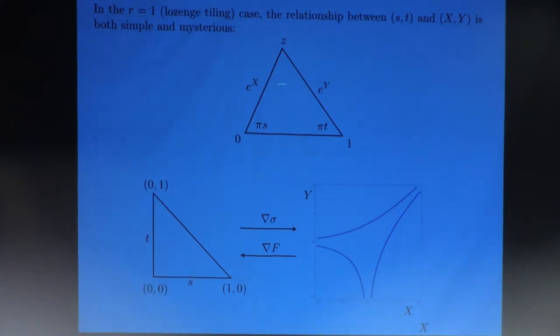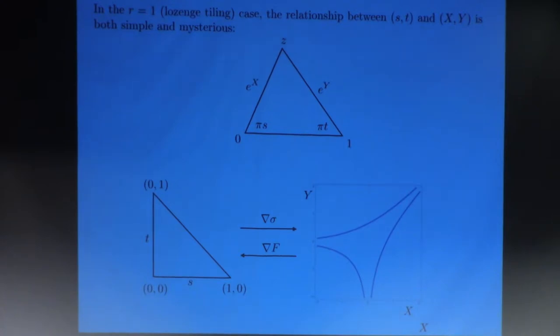So you can figure out various interesting things just from this relationship, but once you have that relationship, it's just a matter of trigonometry to figure out the relationship between x, y and s, t, and you can compute f that way. f is this free energy, and in fact, s and t naturally live in a triangle. The horizontal density goes from 0 to 1, and the vertical density goes from 0 to 1, but the sum of the two densities can't be larger than 1.